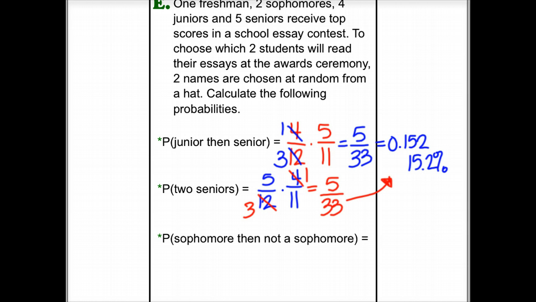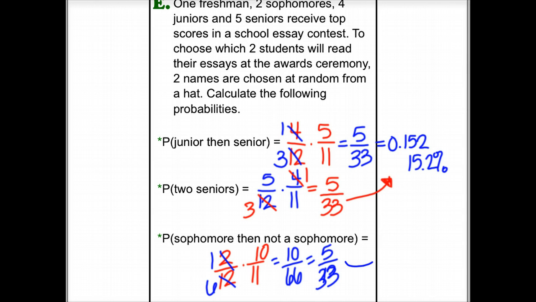Now, sophomore and then not a sophomore. That means that I have 2 sophomores out of 12. Then we'd be down to 11, and we'd have 1 left that is a sophomore, so we'd have 10 that are not. 2 twelfths simplifies to 1 sixth, and so we get 10 over 66, which once again simplifies to 5 over 33, which works out nicely for us, because then it is the same percentages.